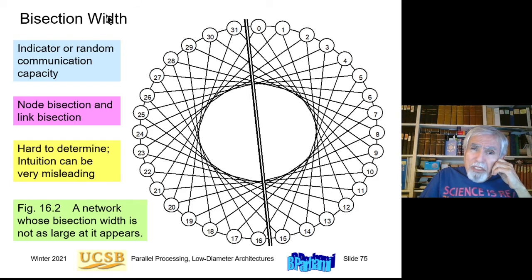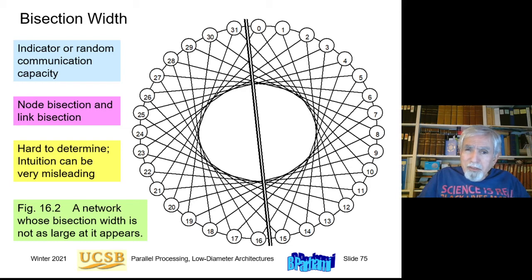Here I have a 32-node, what we call chordal ring. It is a ring, so nodes 0, 1, 2, up to 31 are connected as a ring. And then there are chords. So for example, 1 is connected to 12, so 1 plus 11. 0 is connected to 11. 2 is connected to 13. So each node I is connected to I plus 1, I minus 1, I plus 11, and I minus 11, modulo 32. Okay, so this is a chordal ring.